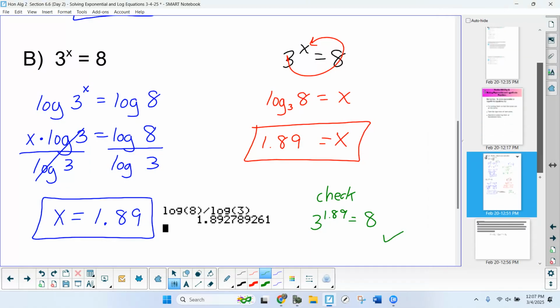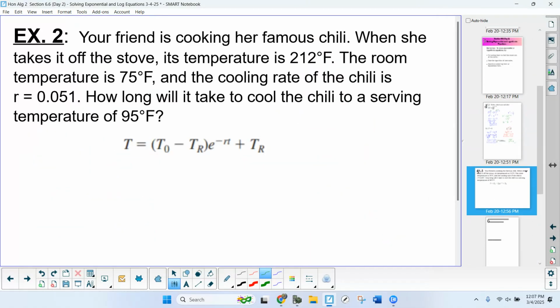All right, next one. Ooh, this one. I will give you this formula. You do not have to memorize this formula, but you need to know what everything stands for. Okay? So your friend is cooking her famous chili. When she takes it off the stove, the temperature is 212 degrees. The room temperature is 75. Cooling rate for chili is 0.051. How long will it take it to cool the chili to a serving temperature of 95 degrees?